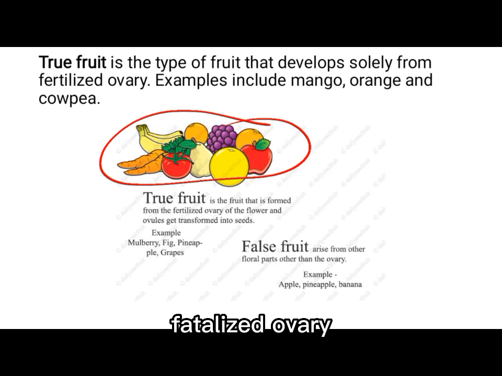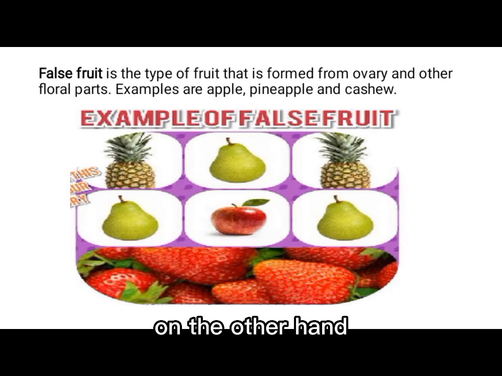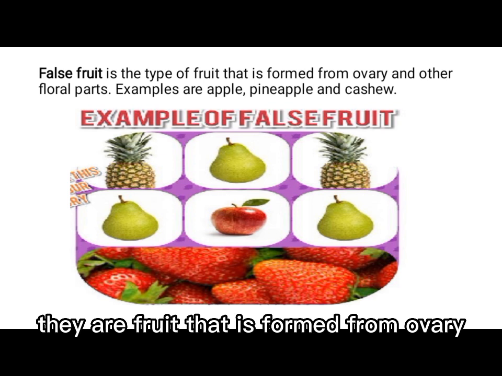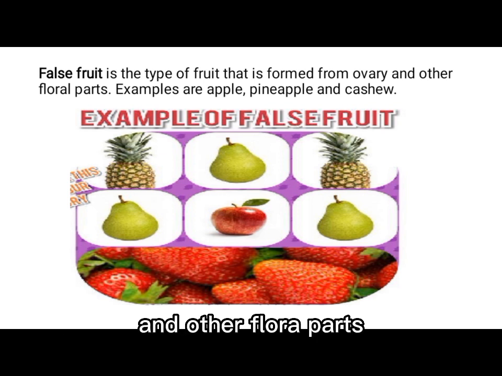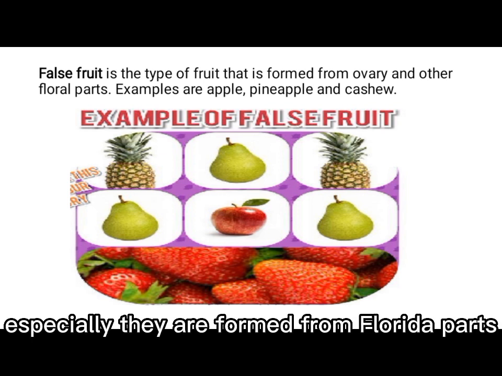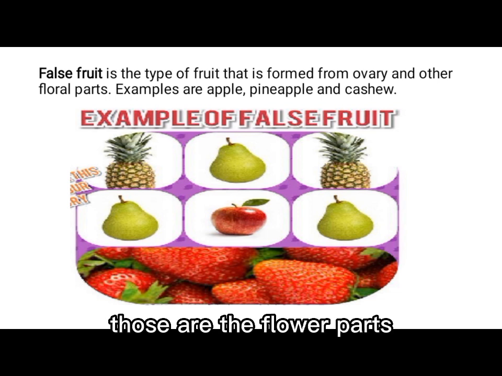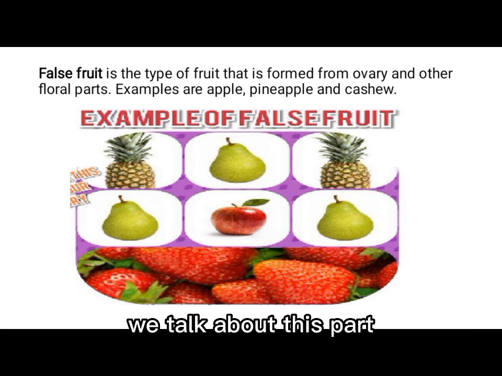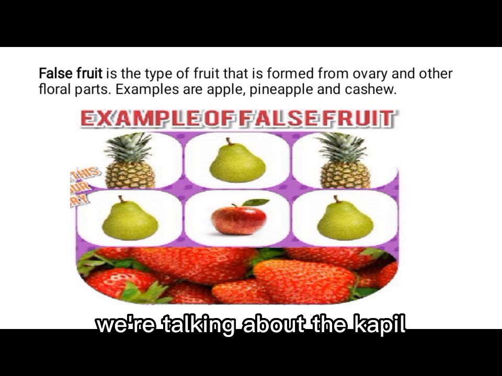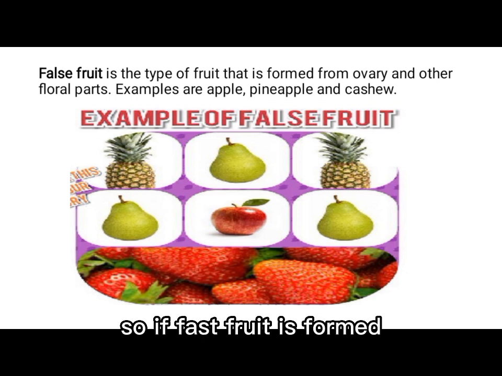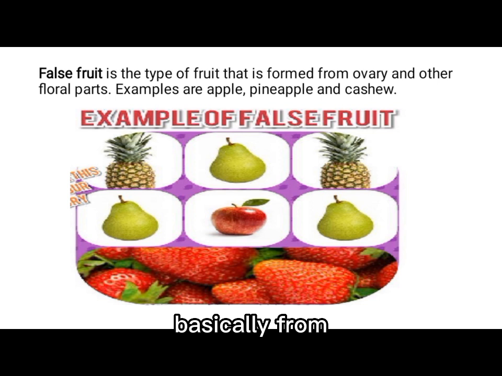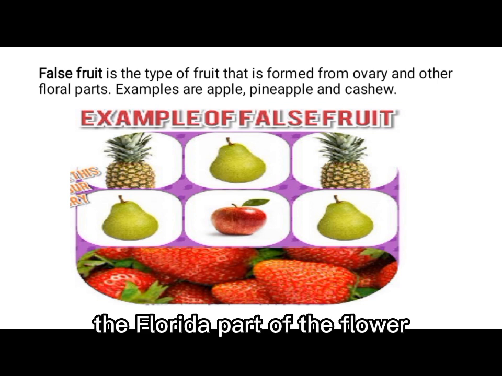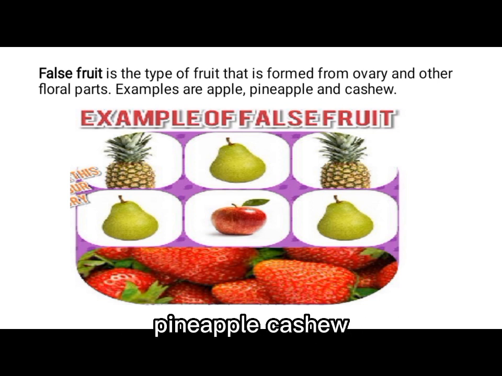Fertilized ovary. False fruits, on the other hand, are fruits that are formed from the ovary and other floral parts. Those are the flower parts. We've talked about the floral parts of a flower before: the sepal, the petal, the carpel and all that. So a false fruit is formed basically from the floral parts of the flower. Examples are apple, pineapple, cashew, and so on.